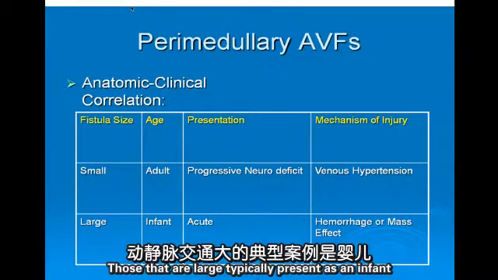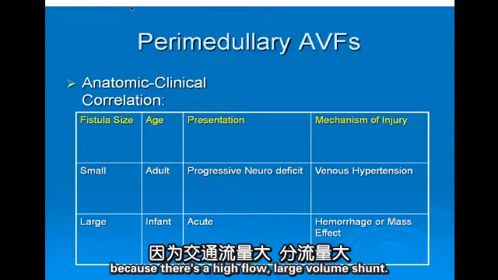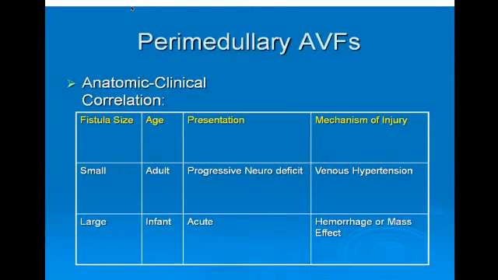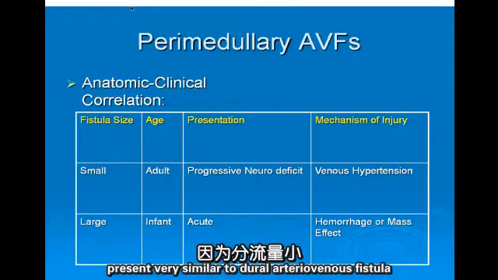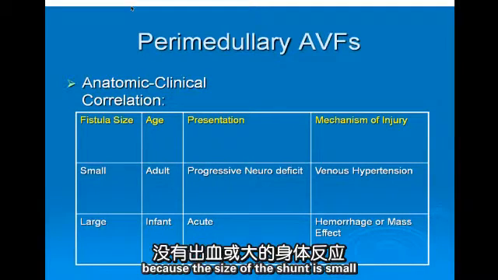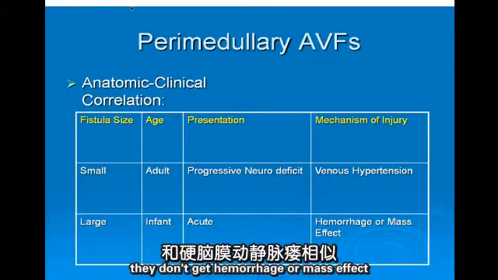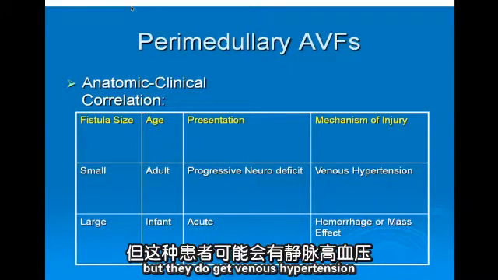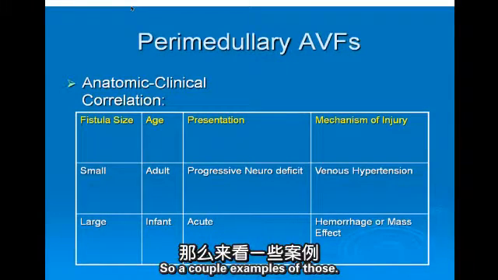Those that are large typically present as an infant. There will be an acute presentation because there's a high flow, large volume shunt. They may present with mass effect due to the enlarged veins or hemorrhage. And the ones that are smaller present very similar to dural arteriovenous fistula because the size of the shunt is small. They don't get hemorrhage or mass effect, but they do get progressive neurologic deficit because of venous hypertension. So a couple examples of those.